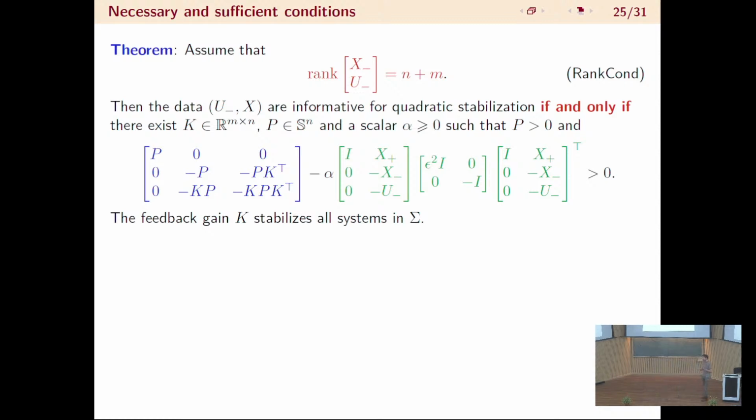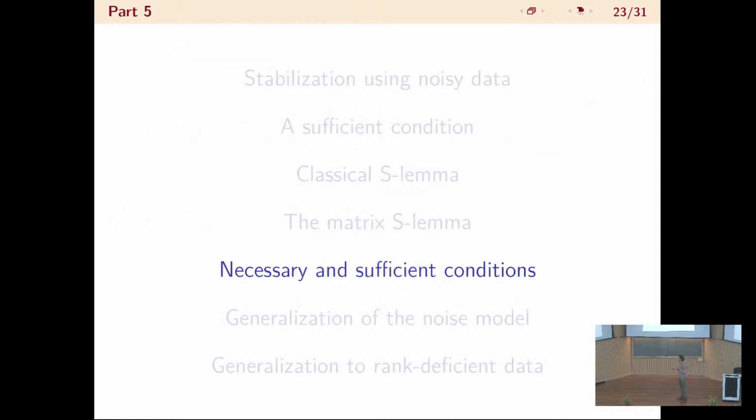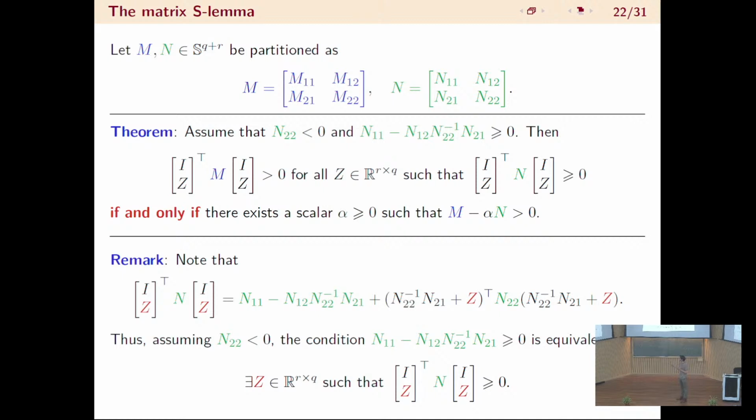Let's see how to prove this. So I already explained you the idea a little bit. I want to apply the matrix S lemma. So indeed, the matrix M is governing our Lyapunov inequality now, and the matrix N, that comes from the set of explaining systems, right? That's the matrix that is governing the inequality that describes all A, Bs consistent with the data.